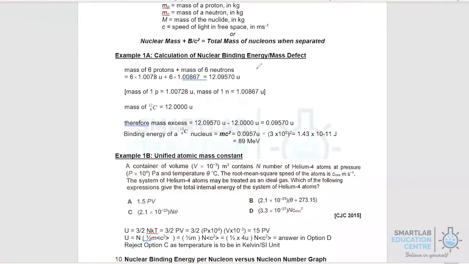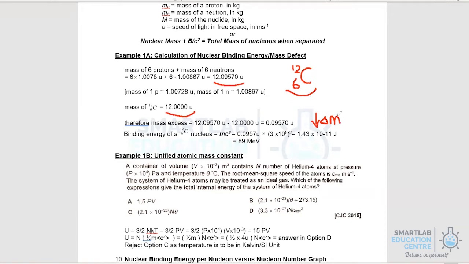Let's now take a look at the example as to how we can calculate the nuclear binding energy of carbon-12. So that is carbon-12. Before the 6 protons and 6 neutrons are bound, this was the mass. After the 6 neutrons and 6 protons bound to form carbon-12, this is actually the mass. In this reaction, there is a decrease in mass.